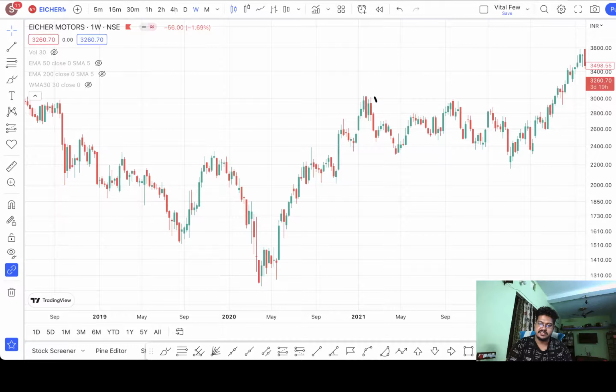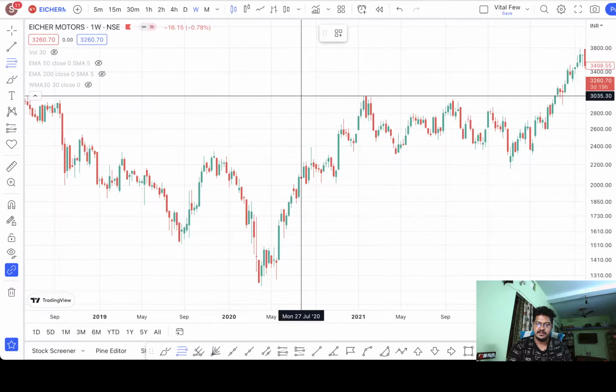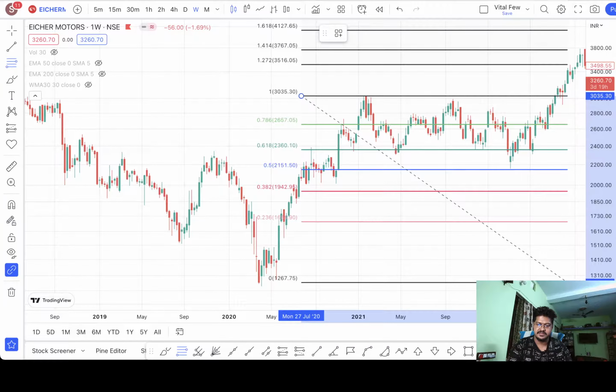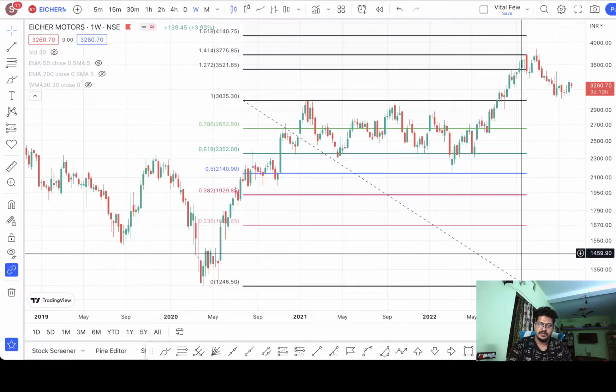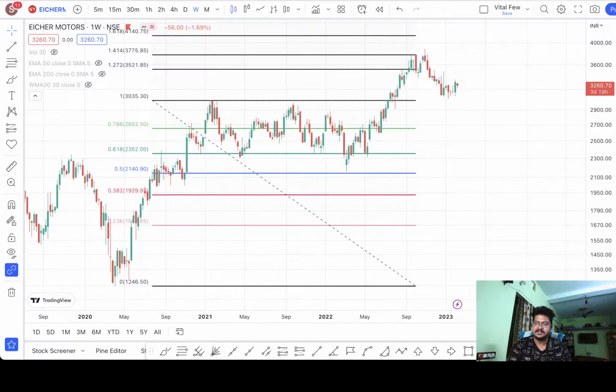So I will select this one as the top, because of obvious reason it is the high in this area, and this one as the low. Okay, now the tool is selected. Let me extend a little bit. Okay, so as you can clearly see, the price movement was actually strong.